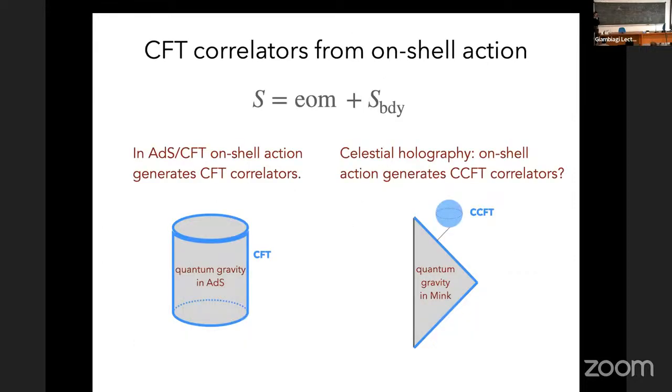Now, the first question that I want to ask, and which somebody who is very familiar with AdS/CFT may come up and say, is: well, in AdS/CFT, the boundary on-shell action gives you the generating functional for correlation functions in the boundary CFT. What's up in flat space? So that's one of the first questions that we want to ask. If we start with the action, you can massage it into something that looks like the equations of motion, which are zero on-shell, and the boundary term. And the boundary term is what we will focus on.